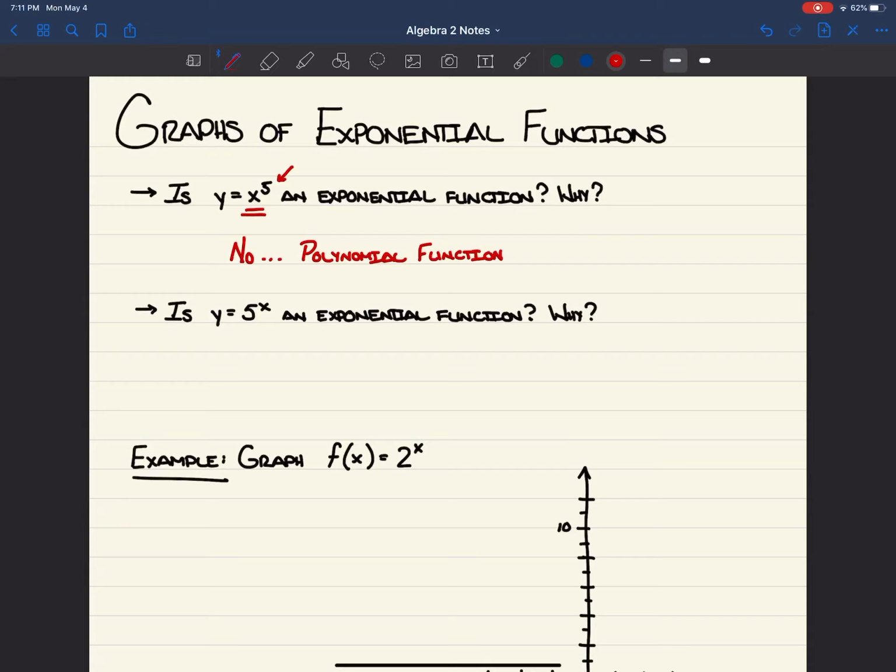If we look at the second question, very similar to the first one, it says, is y equals 5 to the x an exponential function? And the answer is yes. The big difference is here, notice we have some base, in this case 5, but your variable x happens to be in the power. So I'm just going to put here yes, when the variable, which is most notably x, is in the exponent. That's a quick starter. We'll talk more about exponential functions in a minute.